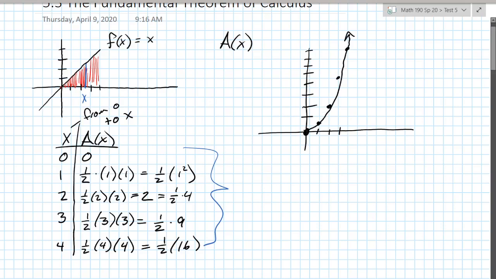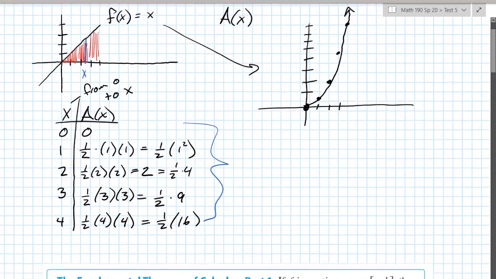You say it looks like a parabola. Okay. So it looks like the area function for f of x equals x is some kind of x squared function. That'd be nice to know, because now if we have a way to get this function, then we don't have to use the limit of the sum every time to calculate our areas.